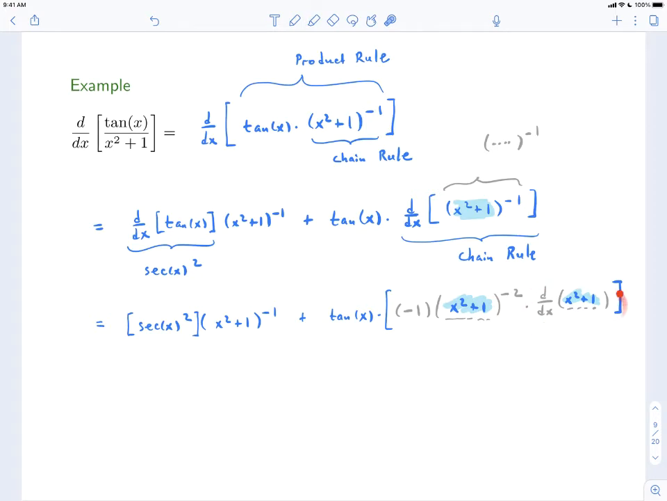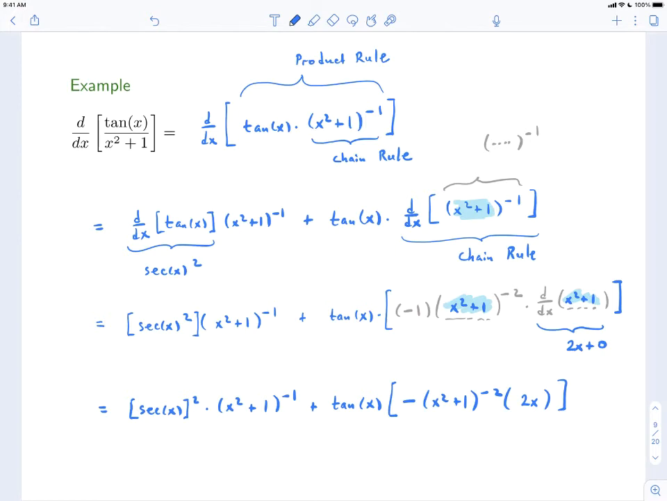Now we can differentiate this because this is a polynomial. The derivative of x squared plus 1, that's just going to be 2x plus 0. So now we can put all of this together, and we're going to have secant of x quantity squared times x squared plus 1 to the negative 1 plus tangent of x times, and let's put all of this together, we're going to have minus x squared plus 1 to the negative 2 times 2x plus 0, but we'll just write that as 2x.